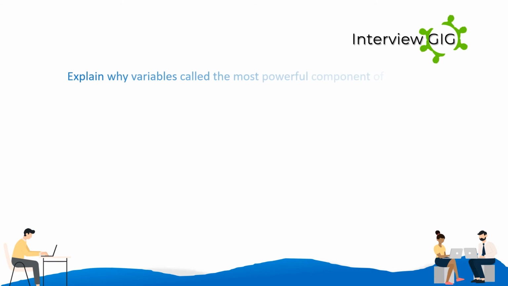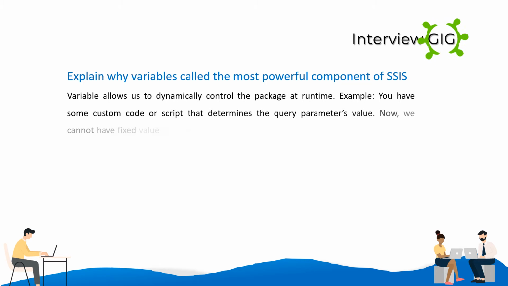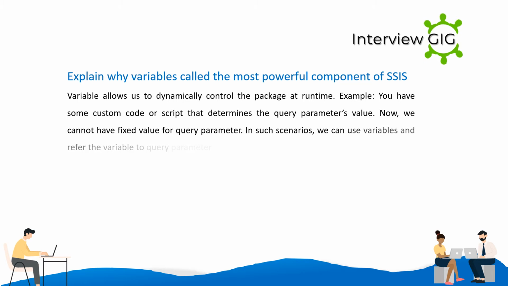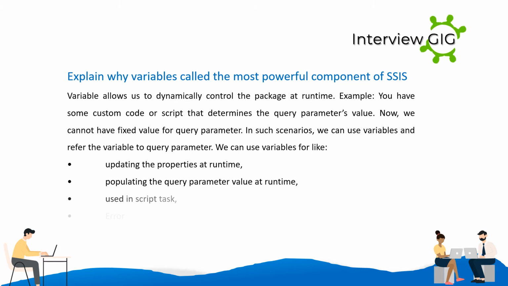Explain why variables are called the most powerful component of SSIS. Variables allow us to dynamically control the package at runtime. Example, you have some custom code or script that determines the query parameter's value. Now, we cannot have a fixed value for the query parameter. In such scenarios, we can use variables and refer the variable to the query parameter. We can use variables for updating the properties at runtime and populating the query parameter value at runtime. They are also used in script task, error handling logic, and with various looping logic.